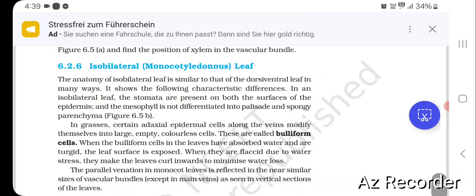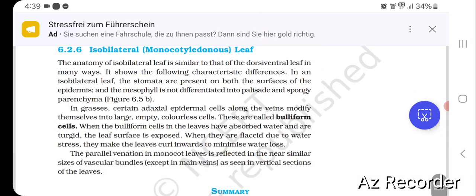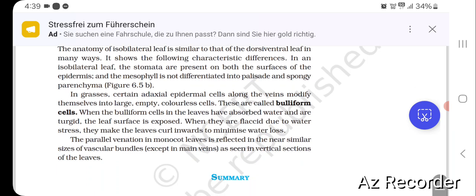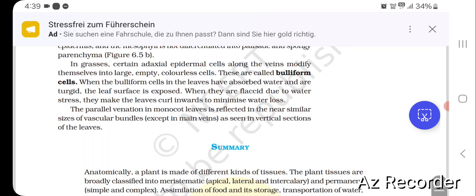Isobilateral, monocotyledonous leaf. The anatomy of an isobilateral leaf is similar to that of the dorsiventral leaf in many ways. It shows the following characteristic differences. In an isobilateral leaf, the stomata are present on both surfaces of the epidermis, and the mesophyll is not differentiated into palisade and spongy parenchyma. In grasses, certain adaxial epidermal cells along the veins modify themselves into large, empty, colorless cells. These are called bulliform cells.